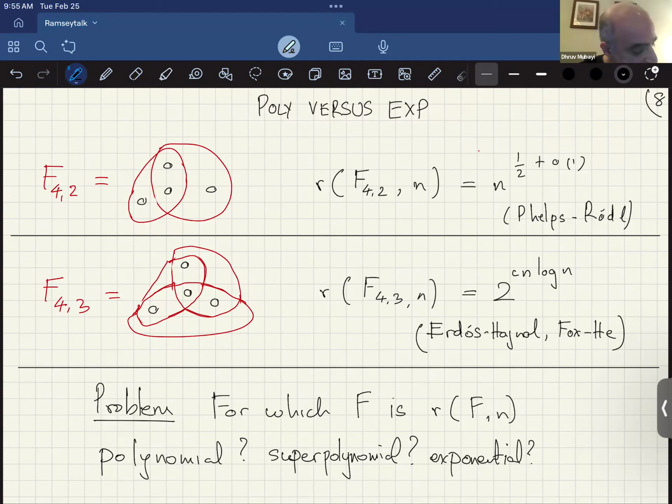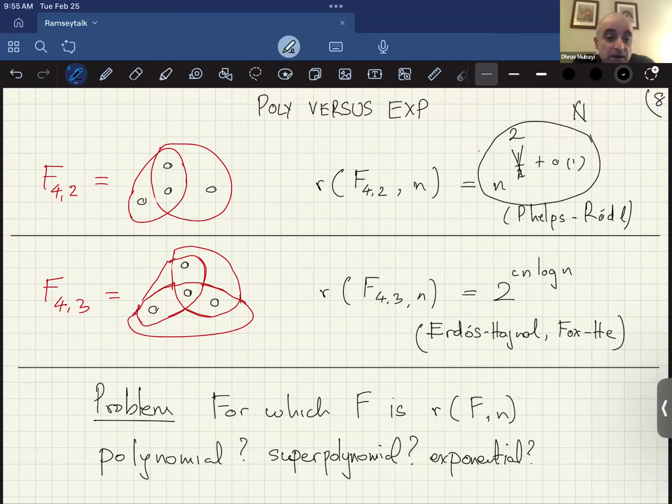So this should be 2. So the independence number would be square root. So the Ramsey number would be the square. Right. So if this thing was capital N, then the independence number would be square root of capital N. So the Ramsey number would be square, but it's polynomial. On the other hand, if you have 3 red triples, we already saw that it's exponential in N.